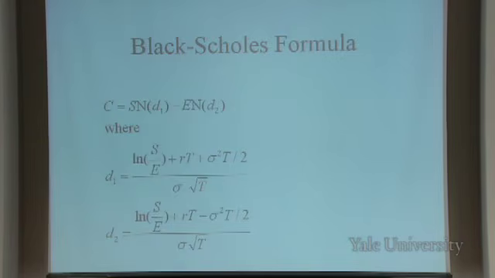T is the time to expiration date. We know that. That's written in the contract. R is the riskless interest rate. Well, that's easy to tell. That's just quoted in the market. There's only one thing that remains that's tough, and that's sigma squared. That's the variance of the stock price.